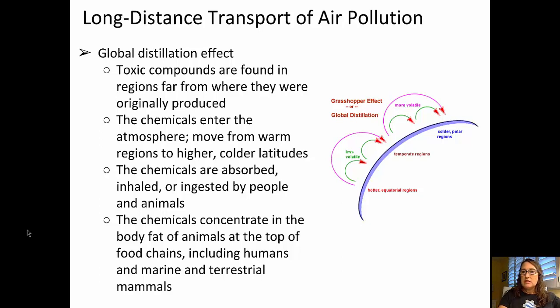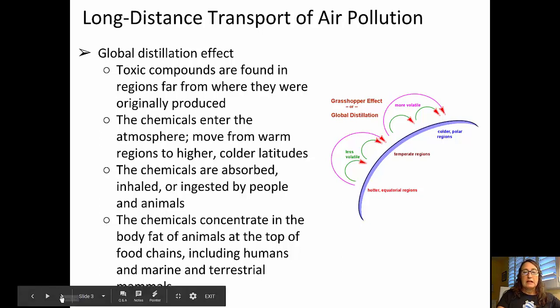And the reason that we know these chemicals have moved is that we find them in people that live in those higher latitudes and in animals that live in those higher latitudes. And they concentrate in the body fat of those people and those animals. So you can see a little diagram here showing that the less volatile air pollutants are moving up towards the mid-latitude range, and the more volatile pollutants move actually all the way up towards the northern latitudes.